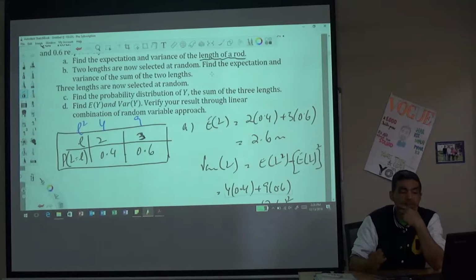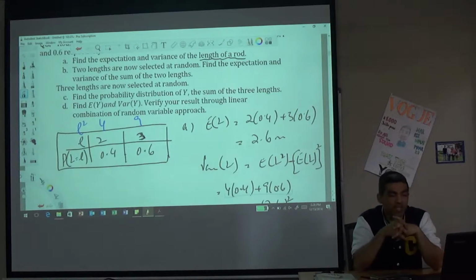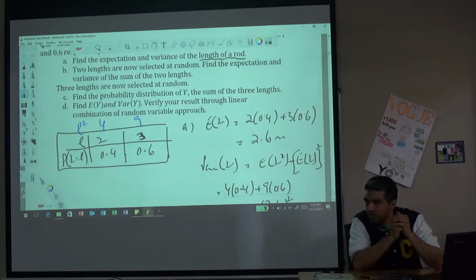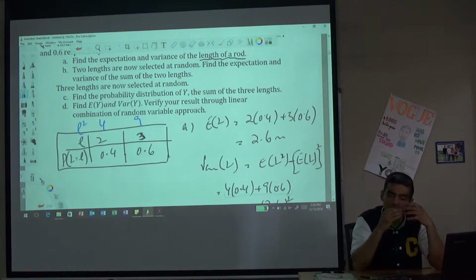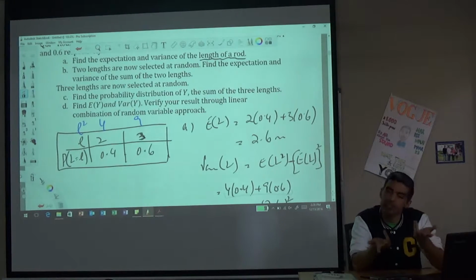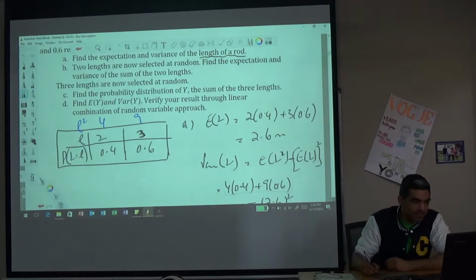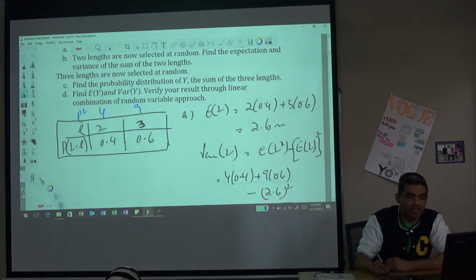Now this was simple. 2 lengths are now selected at random. Find the expectation and the variance of the sum of the 2 lengths. Now it's the same rod from the same inventory that we are selecting. So no matter what rod comes out, the expected value of the length is going to be the same.